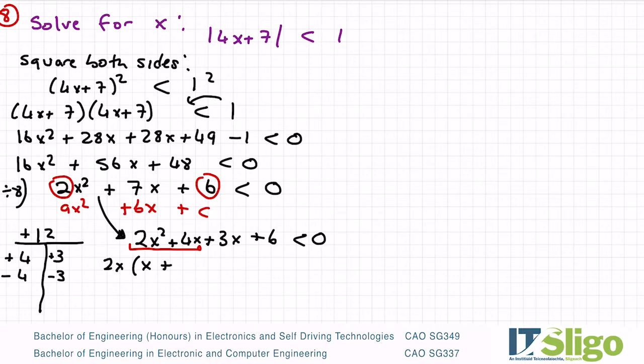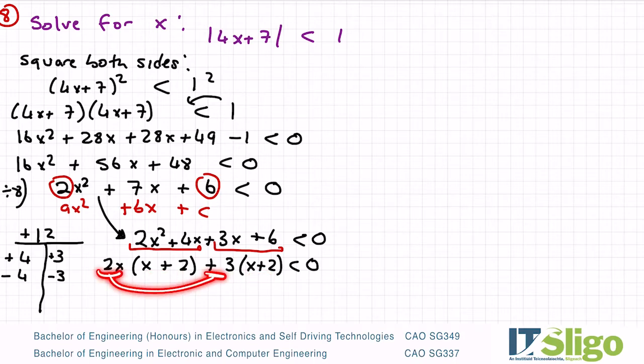What's left over? x there and 2 there. Okay, group the next two terms together. What's common between 3x and 6? It would be the 3, and the x plus 2. Okay, the brackets are the same, all is good. So group the outer two into one bracket, and then of course the inner 2 goes in the other bracket. So let's solve these for x.